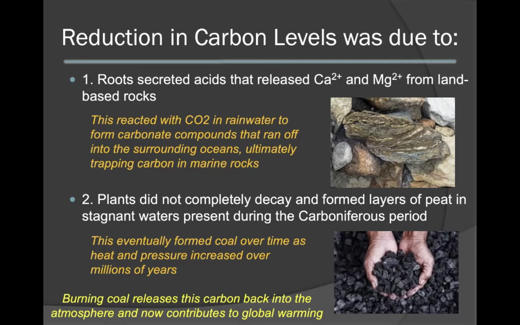Nowadays, burning coal will release this ancient carbon back into the atmosphere and now is a major contributor to global warming.